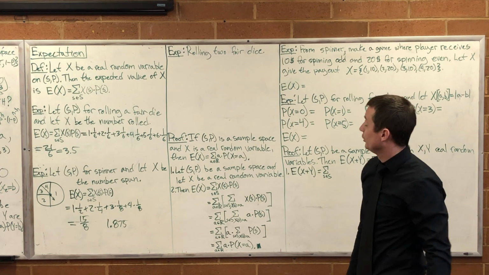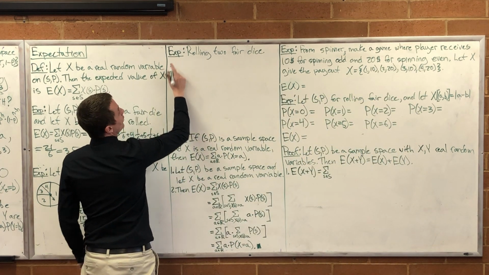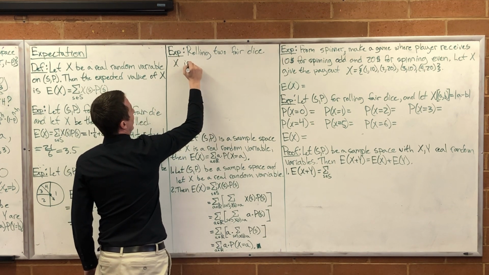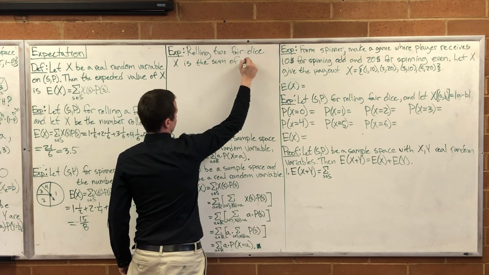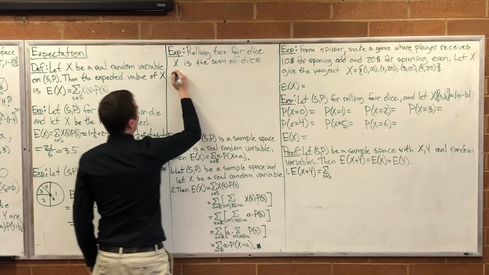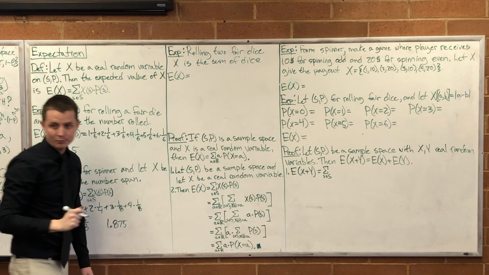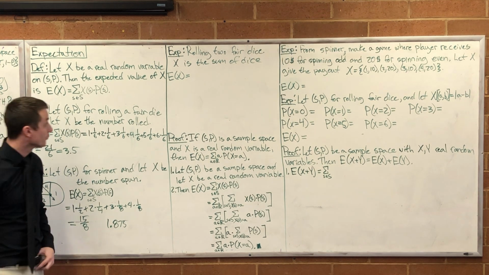Okay. We should. So now let's calculate the expected value. So we're rolling 2 fair dice. X is the sum of the dice. Okay, so what's the expected value of X? 7. It's going to be 7, but how do we calculate that?